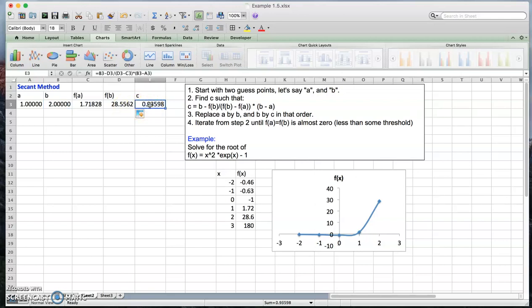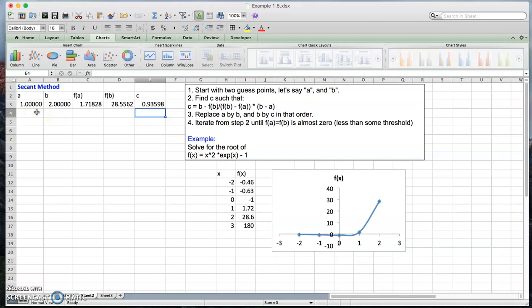Alright, how about C? Now we're going to calculate C, which is this thing. It's B3, which is this cell, B, minus f of B minus f of A. These are downstairs, in the denominator. And then times B3 minus A3. This minus this. Alright, that's exactly C. There you go. I'm going to hit enter. Perfect. Now I have my first row done.